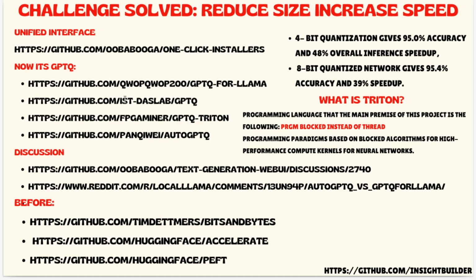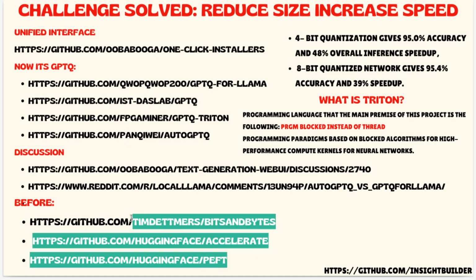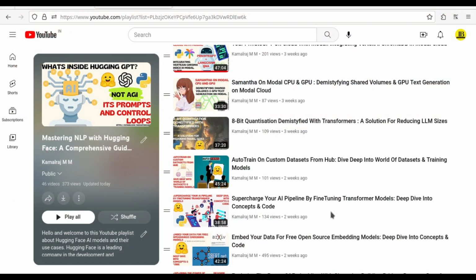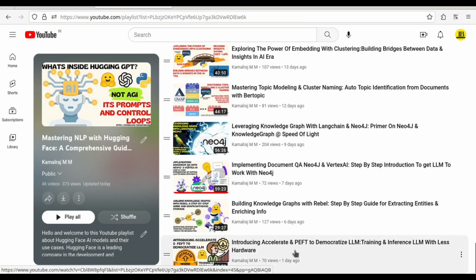And IST DAS lab. So this is the lab which actually, okay, I'll be going into the background of this. So you can take a look at these links. There is a lot of discussion which I used personally to understand all these repos and how it is all coming together. So before GPTQ, there were bits and bytes, there is accelerate and PEFT. I discuss these libraries in this particular video, and this video is a little bit longer. I bring in all the concepts, accelerate, PEFT, and bits and bytes in a single video.